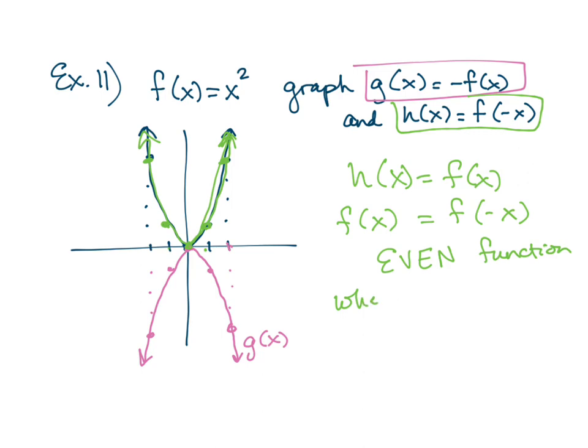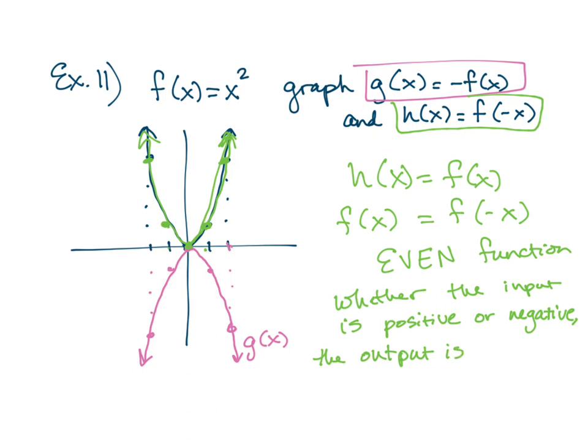So the rule here is whether the input is positive or negative, comma, the output is what? How would you finish this statement? Whether the input is negative or positive, the output is the same. It doesn't matter if I'm putting in 2 or if I'm putting in -2. What's the output?